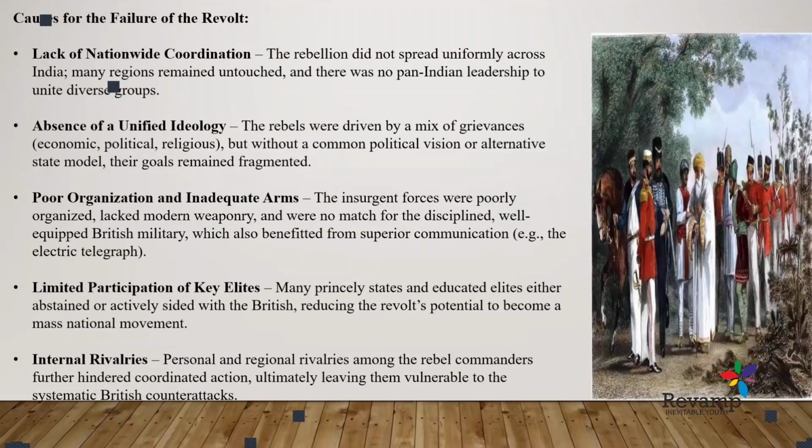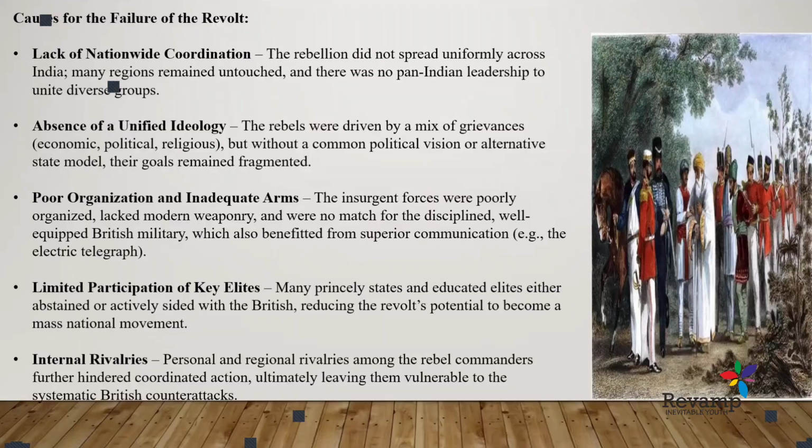So, what are the causes for such a revolt to fail? There was a lack of nationwide coordination. As I said earlier, the revolt spread across North India, but not across the Indian subcontinent. The North Indian forts were conquered, but South India remained silent, as there was no nationwide coordination between the leaders of the Indian subcontinent. And there was no unified ideology among the rebels, as overthrowing the British authority was the ultimate goal.